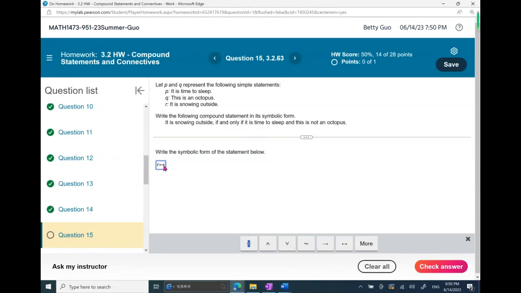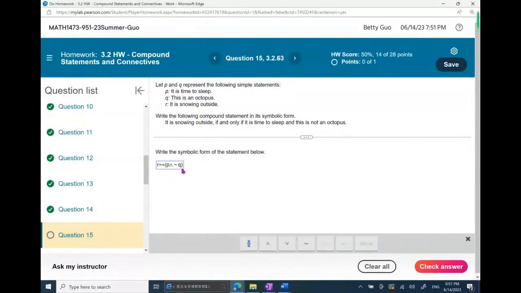If and only if, the second component right after if and only if: it is time to sleep and, so it's a conjunction. Time to sleep, P, and not an octopus, not Q. We do not need a parenthesis. I think if we put a parenthesis, it will not count it wrong. Let's give it a try. If we put a parenthesis, it should still be true. It's just clearer. It should not count it wrong.